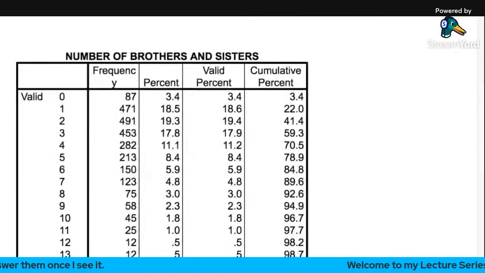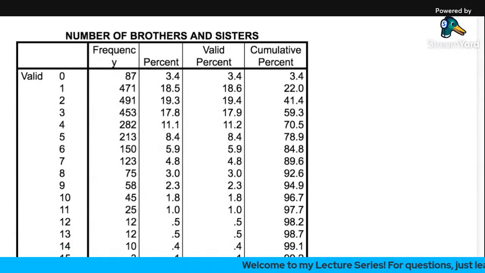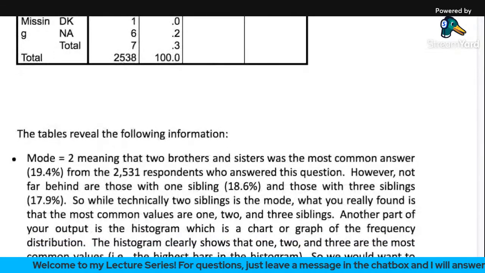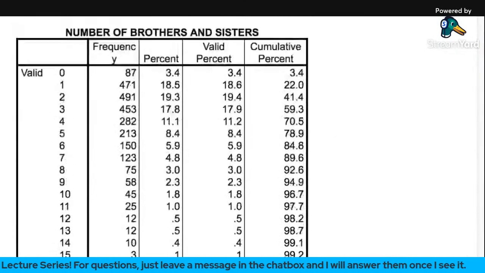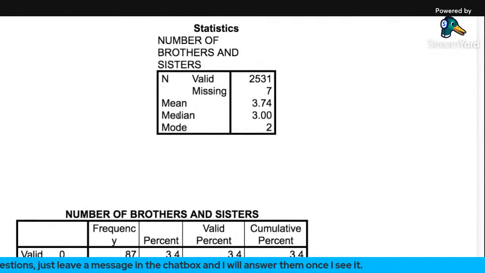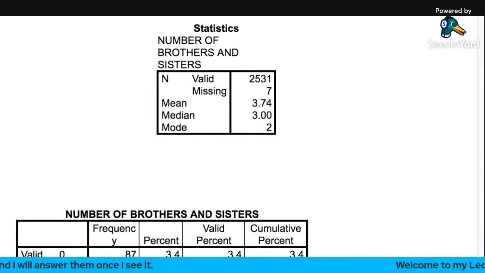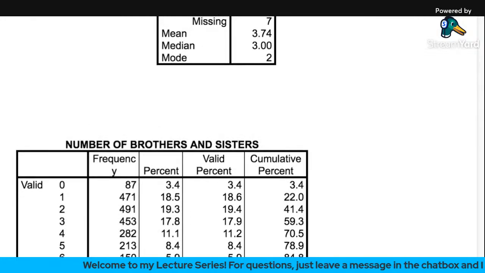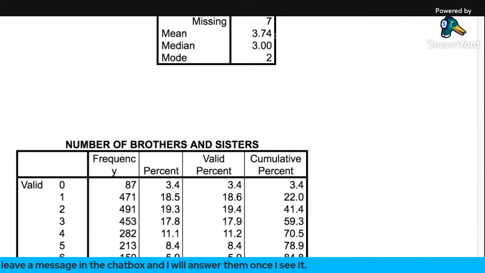Okay, this is an example of anong tawag dito? Output for your SPSS. Ayan o. Mean, median, and the mode. So dun sa example natin, the mean is 3.74. Then we have the median, which is 3, and then the mode, which is 2. Okay. So, yan yung ating, kung papansin niyo yung mode, mas mababa as compared to the mean and the median. Okay. So, ganun lang siya.